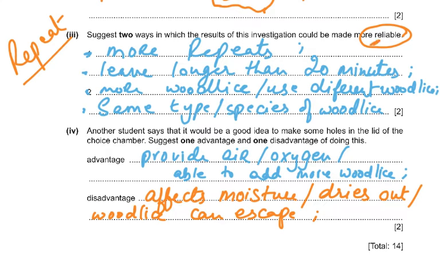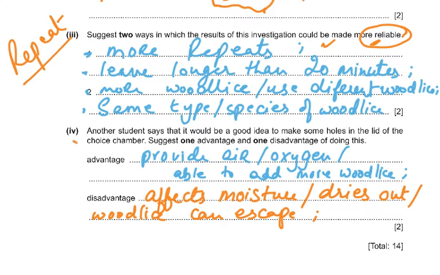Now this is the one that you've got to remember. So more repeats gets you 1 mark. Leave longer than 20 minutes. So maybe they take a little longer. And if you see them after 40 minutes and it's the same as it was after 20 minutes, then that means you're 100% sure that your experiment was correct. Then more wood lice. You only use 10 of them. If you use 20 or 30 of them, and all of them behave in the same manner, then that's the standard procedure. So leave longer than 20 minutes, use more wood lice, and use the same species of wood lice, because there are many different types of wood lice.